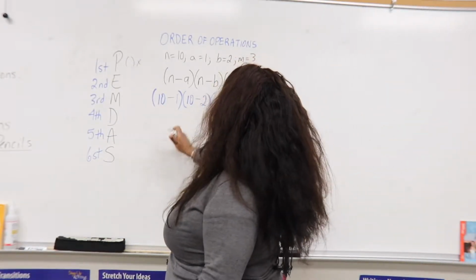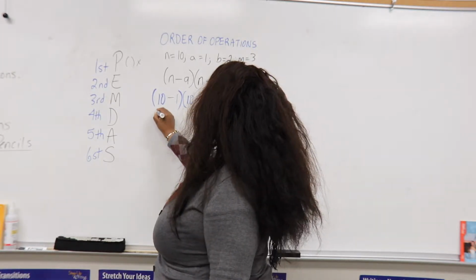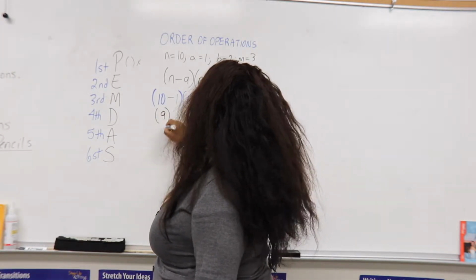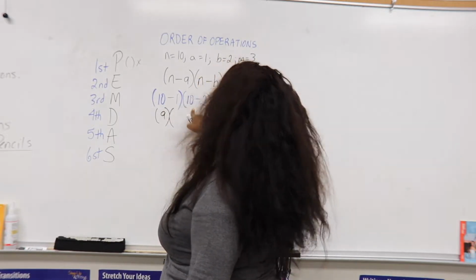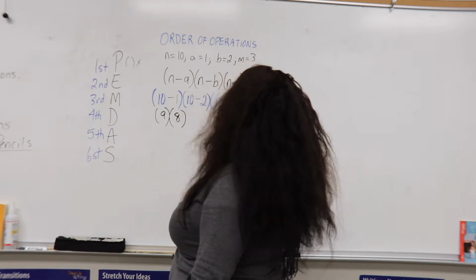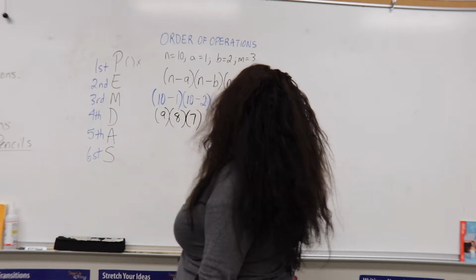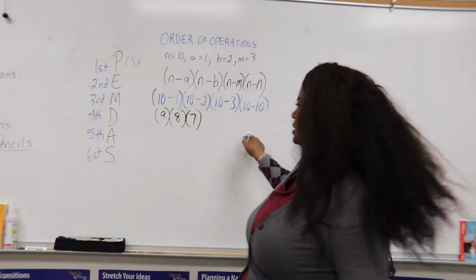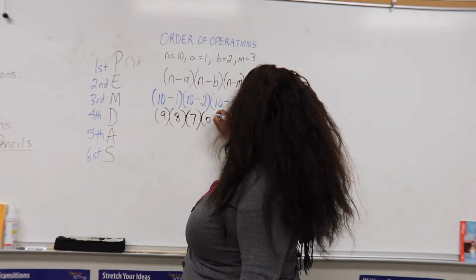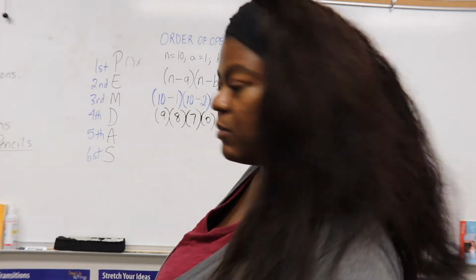So 10 minus 1, or the difference between 10 and 1, is 9. The difference between 10 and 2 is 8. The difference between 10 and 3 is 7. And the difference between 10 and 10 is 0. Obviously, I didn't have to write the 0, but I decided to put it down anyway.